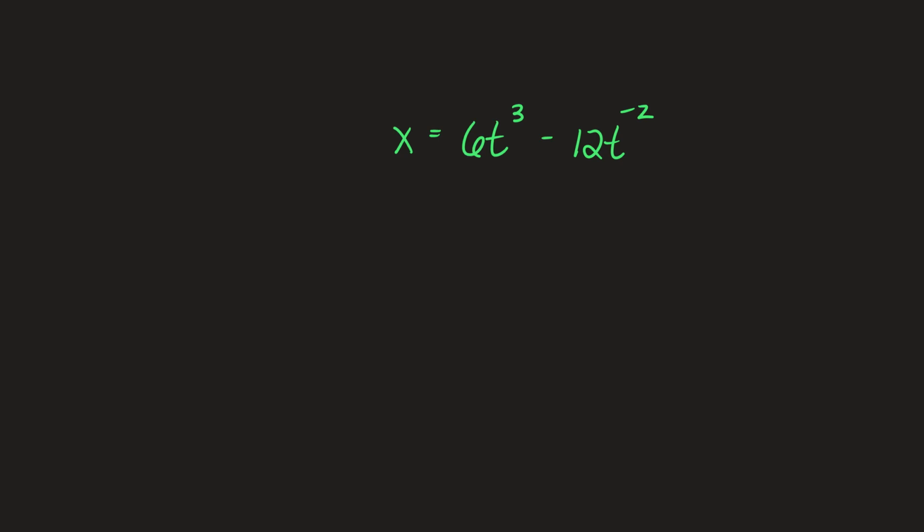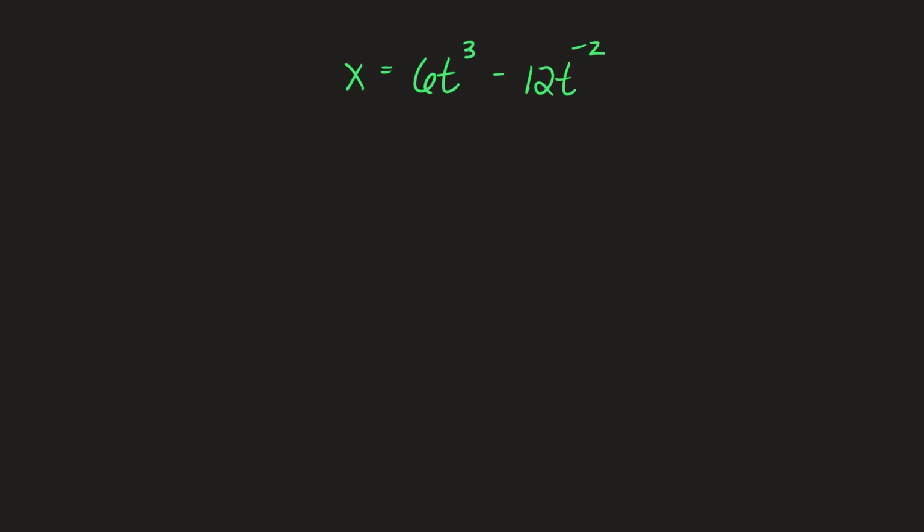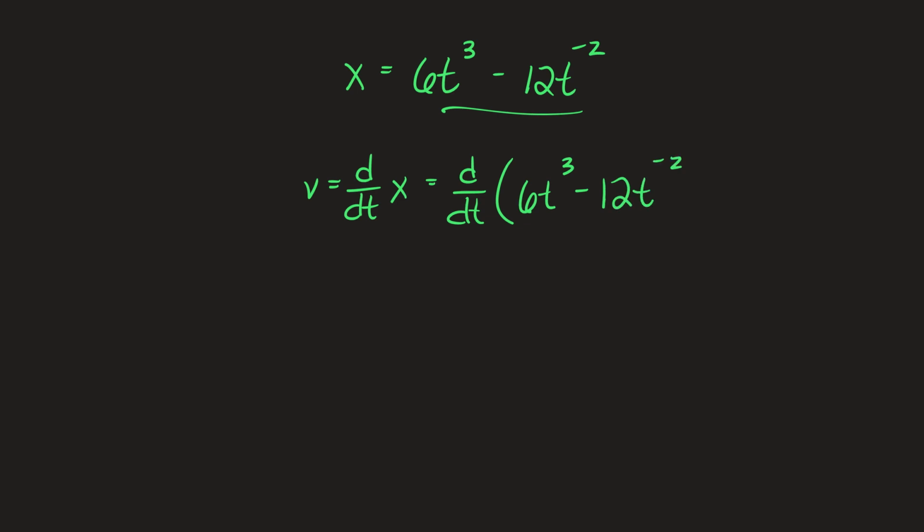So to create velocity, I know that velocity is the derivative with respect to t of the position function. Well, this is my position function. So what I really want to do is take the derivative with respect to t of 6t cubed minus 12t to the negative 2.